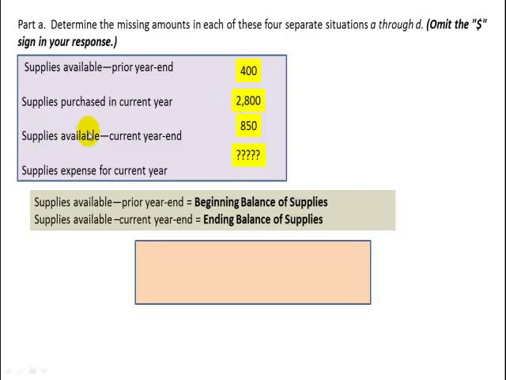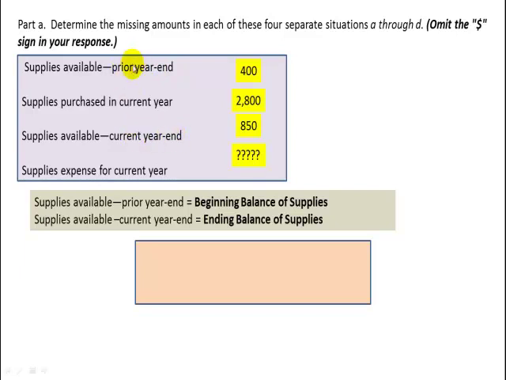Supplies available current year end would be $800, and that really means to me the ending balance of supplies. And then what we're looking for is the supplies expense of the current year. So let me start this over again, keeping in mind these two changes: this really means the beginning balance of supplies, and this really means the ending balance of supplies.